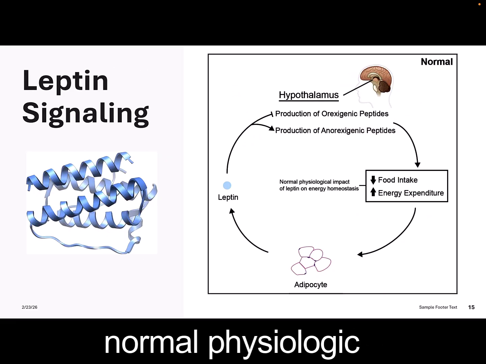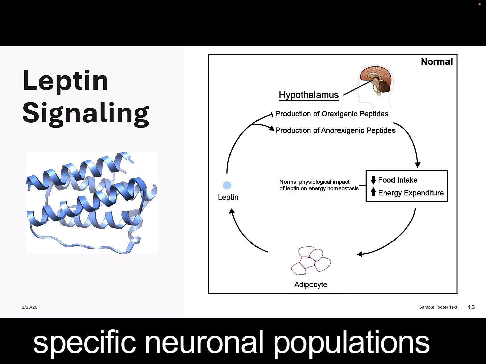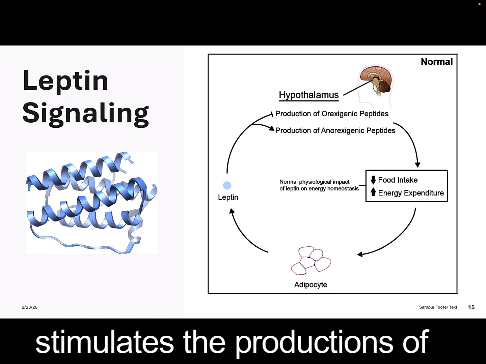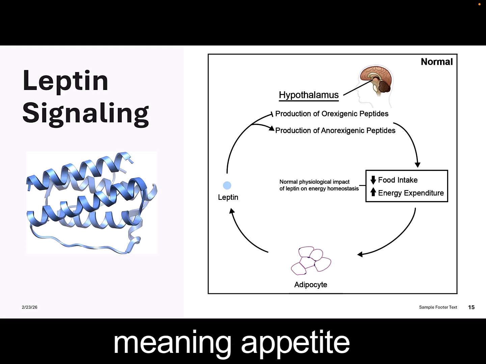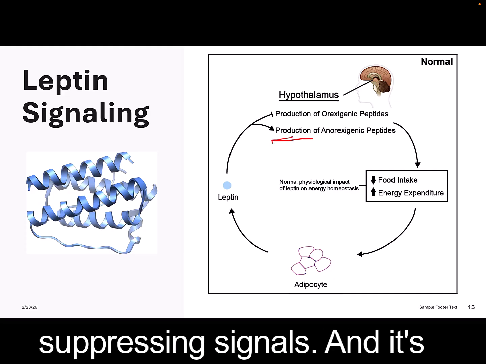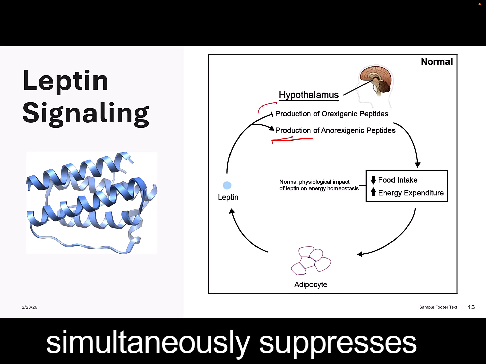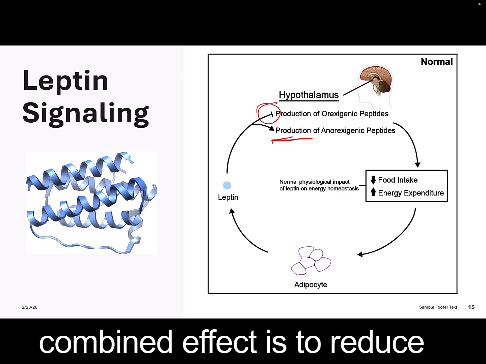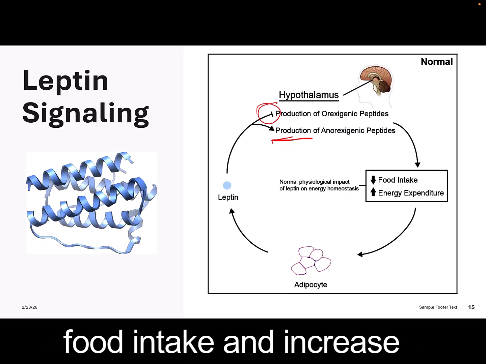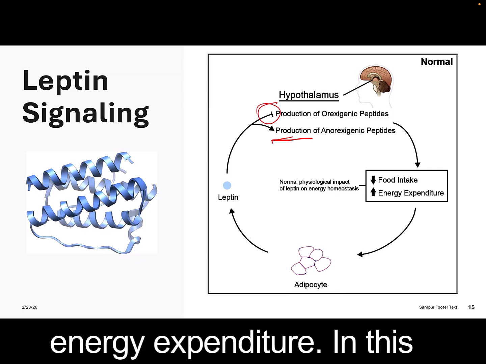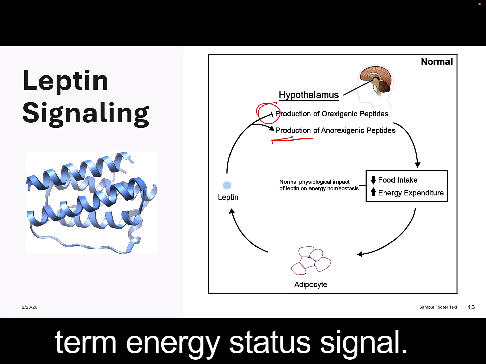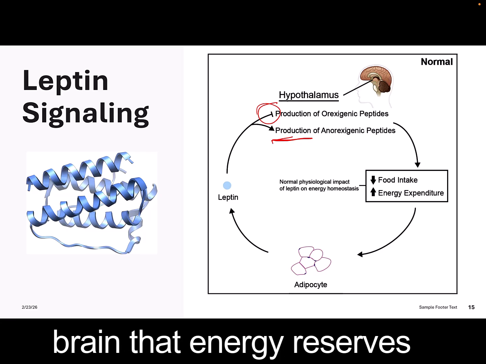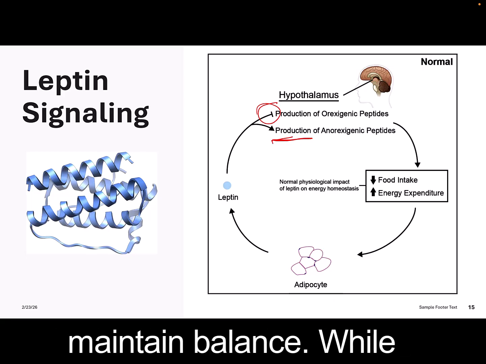Under normal physiologic conditions, leptin acts on specific neuronal populations within the hypothalamus. It stimulates the production of anorexigenic peptides, meaning appetite-suppressing signals, and it simultaneously suppresses the production of orexigenic peptides, which promote hunger. The combined effect is to reduce food intake and increase energy expenditure. In this way, leptin serves as a long-term energy status signal. When adipose tissue stores are sufficient, leptin tells the brain that energy reserves are adequate, helping to maintain balance.